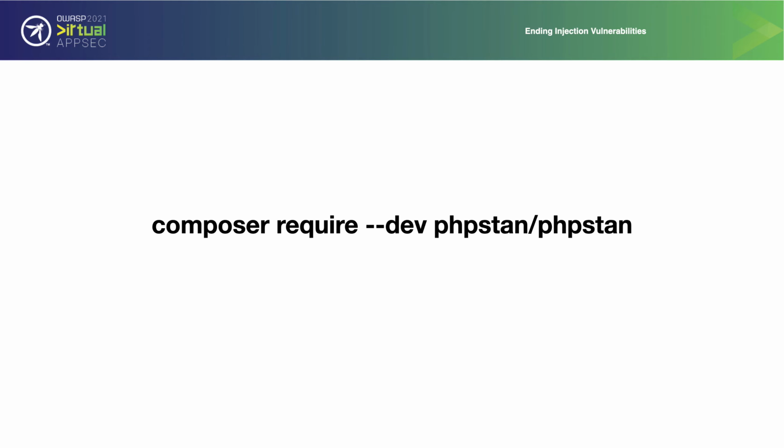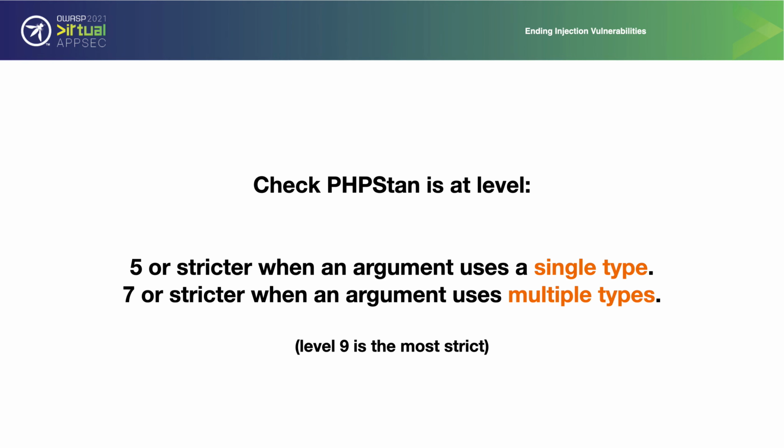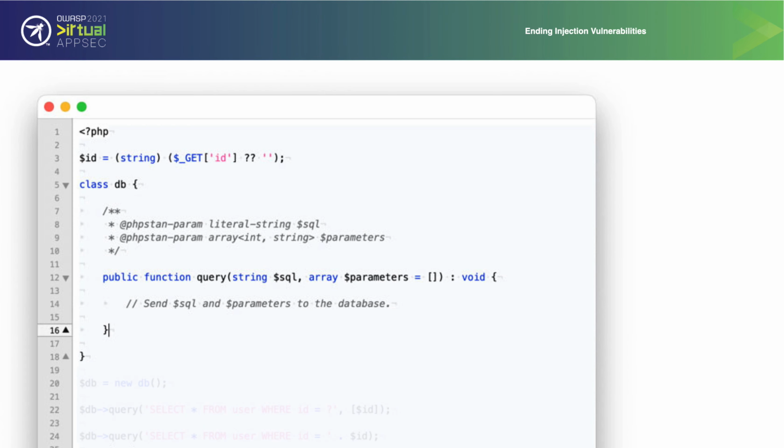Composer require to install, it just downloads. PHPStan is slightly different in that you have to be level 5 or stricter when there's only a single type, as in you're only accepting literal strings, but it has to be 7 or stricter when there are multiple types. For example, if you're accepting a literal string or an array, and in this case level 9 is the most strict. But it works in exactly the same way.